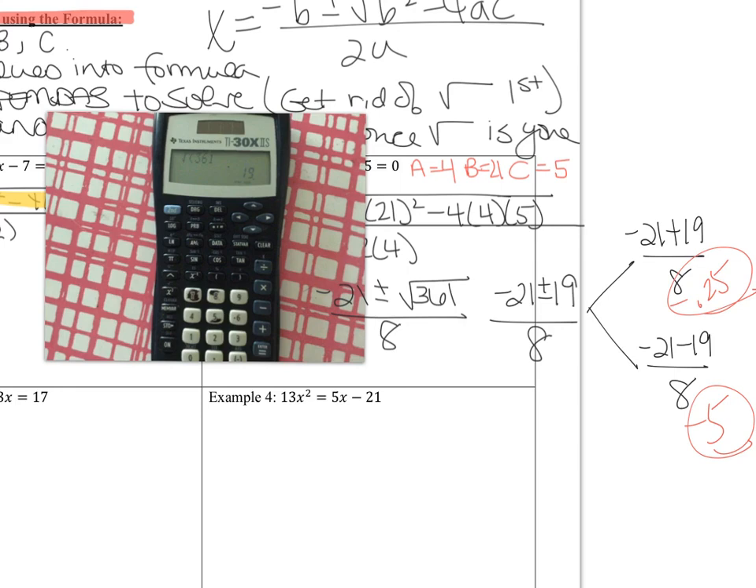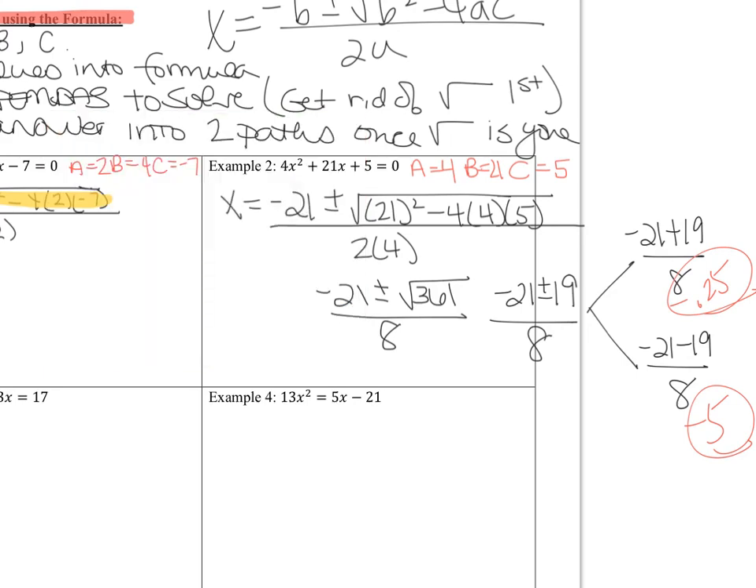So I hope you notice on this problem, I got a whole number. Whenever you get a whole number, ladies and gentlemen, that means you could have factored this original equation. This original equation could have been factored. So just kind of keep that in mind.